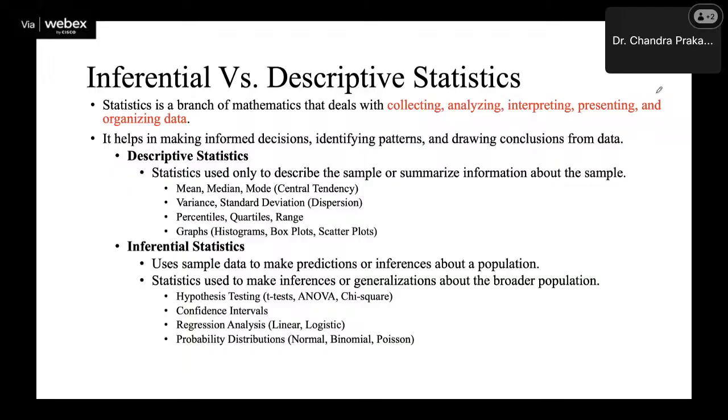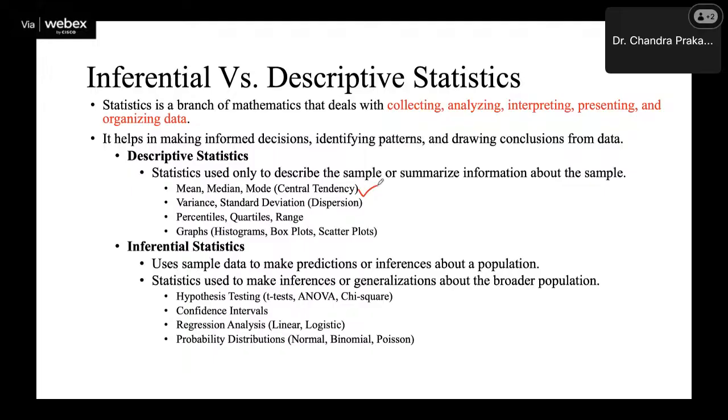In case of the descriptive statistics, right, based on these samples, we describe the sample or summarize information about the sample. For example, let's say I am having a student group of 60 in my class. If I need to define how good or bad that particular class is, then one way is that I can talk about their CGPA. I will not talk about individual CGPA. Instead of that, I will talk about the mean CGPA, right? So basically, we are dealing with the central tendency in that.